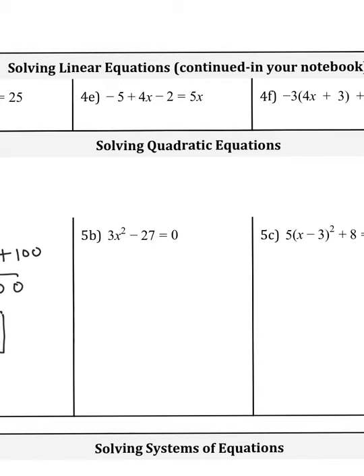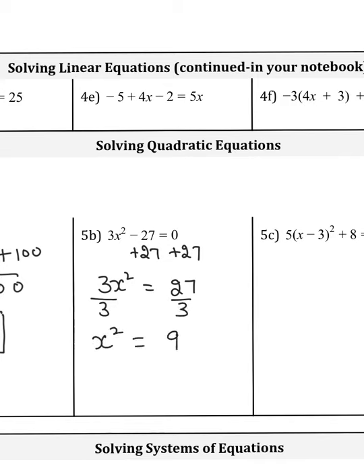For 5b, you're going to add 27 on both sides. 3x squared equals 27, and you isolate the x squared by dividing by 3 on both sides. Now x squared equals 9, and when you take a square root on both sides and add plus or minus, x will equal plus or minus 3.